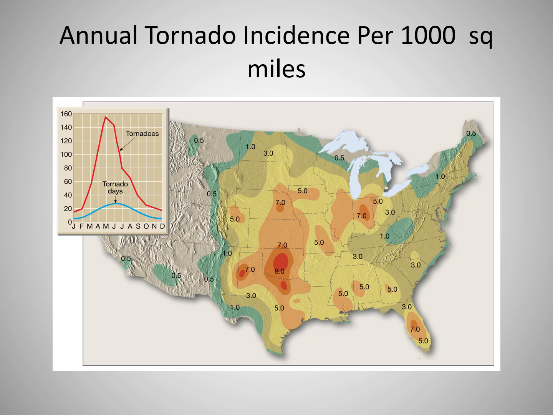And then look at that graph over on the left, okay? Remember we said that tornado season is April through June. That's April, May, and June, and you see that on that graph.